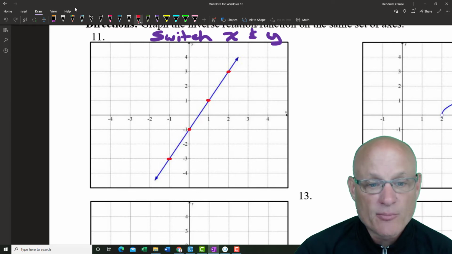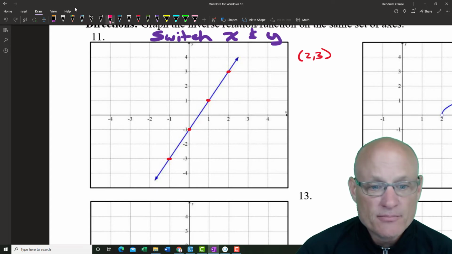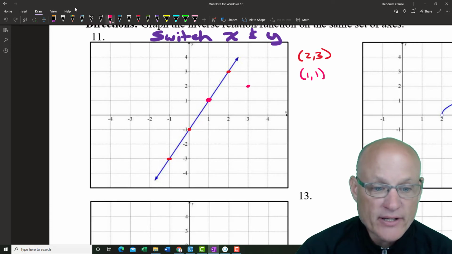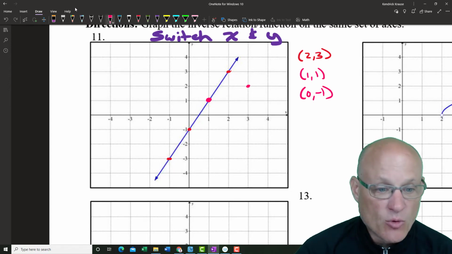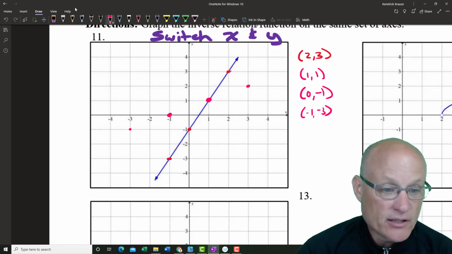So this point here is the point 2, 3. So if I switch that, that would be 3, 2. And then this point right here is 1, 1. If I switch that, that would be, well, 1, 1. This point here is 0, -1. So if I switch that, that would be -1, 0. And then this last point is -1, -3. So if I switch that, that would be -3, -1.